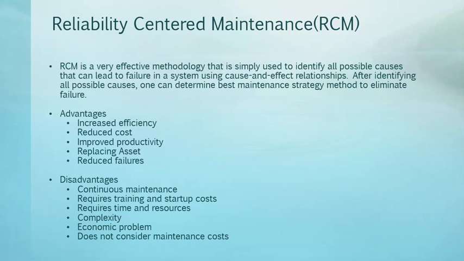Reliability centered maintenance. This is a form of preventative maintenance where you go and perform FMECAs on a regular basis to determine what failures there may be and how to resolve those. The advantages are increased efficiency, reduced cost, improved productivity. The disadvantages are continuous maintenance requires upfront costs and training, requires time and resources, and can be very complex.